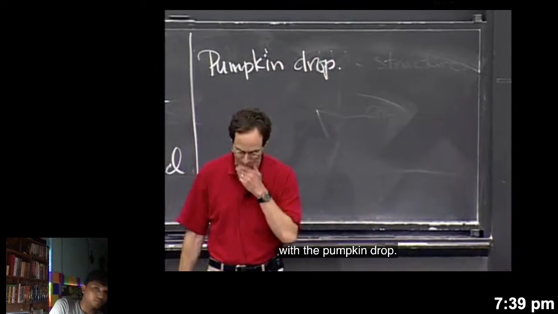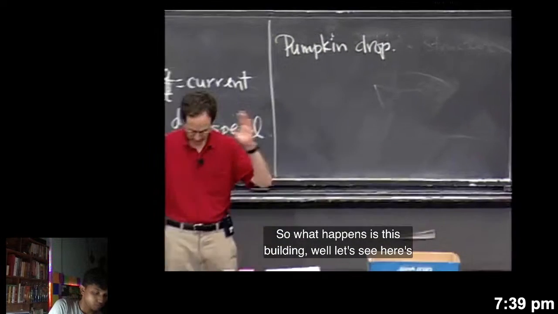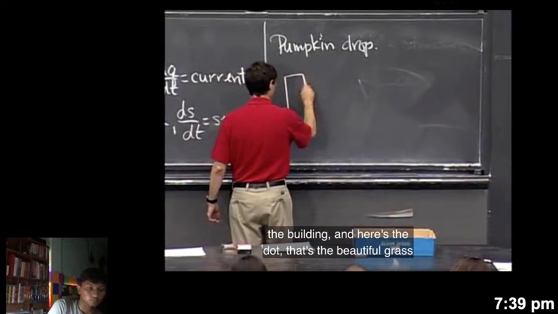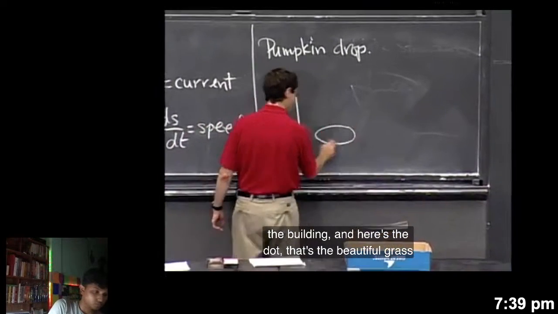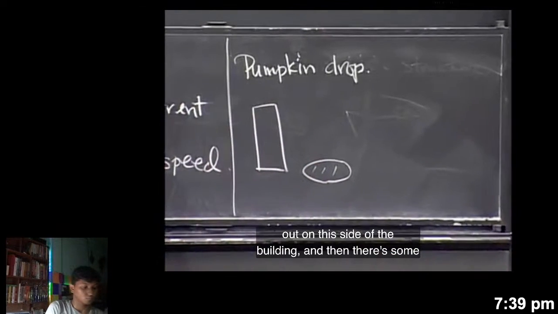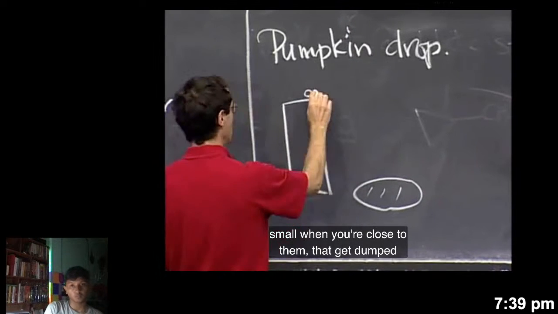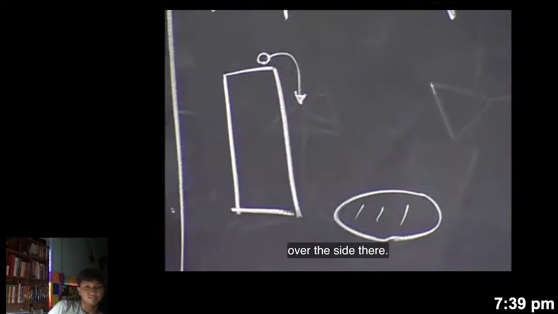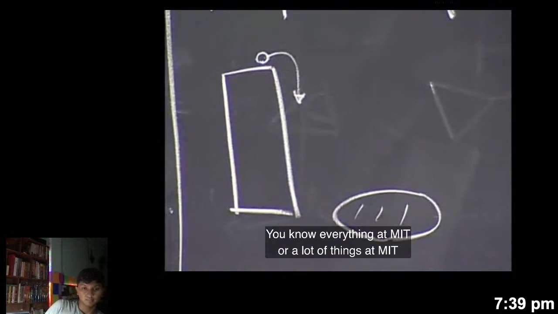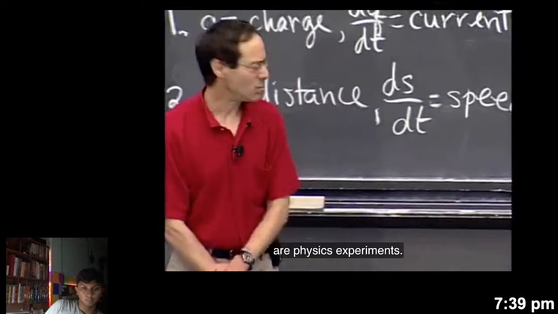So what happens is this building, well, let's see, here's the building. And here's the dot, that's the beautiful grass out on this side of the building, okay? And then there's some people up here and very small objects. Well, they're not that small when you're close to them. They get dumped over the side there, and they fall down. Everything at MIT, or a lot of things at MIT, are physics experiments. So that's the pumpkin drop.